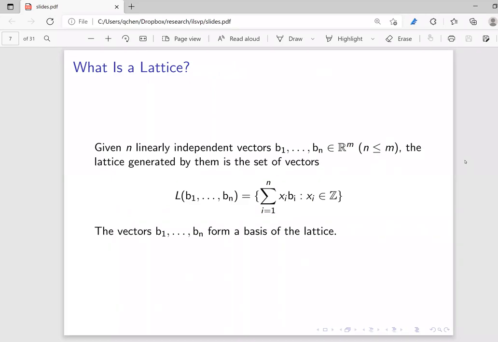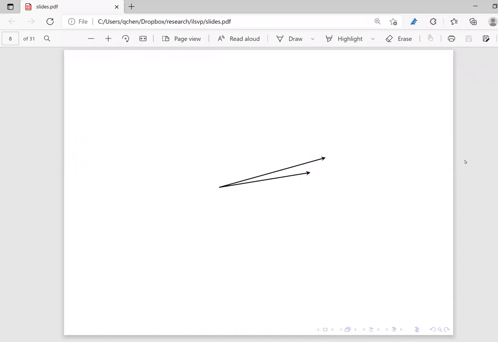So what is a lattice? Given linearly independent vectors in the real space, a lattice is basically an integral linear combination of those linearly independent vectors. So these vectors form a basis for this lattice. We can see a simple picture. Here we have R2, a Euclidean plane, with two vectors, and the integral linear combinations give you all those points. So a lattice is a set of periodic discrete points.